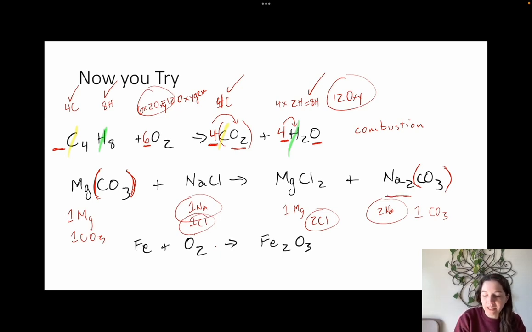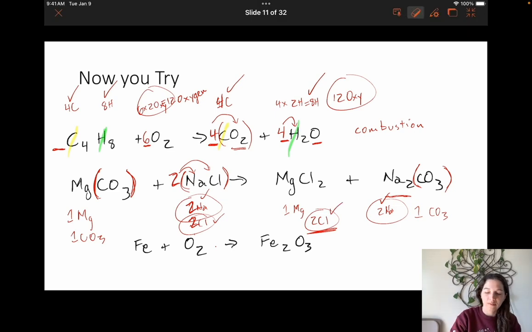We've got more chlorines than we need. So that means we need to put an increased amount of NaCl on the reactant side. So if we bump this up to 2, it's going to give us 2 sodiums, check. And the 2 is distributed to everything inside the molecule, right? It goes to the entire molecule. And so that gives us 2 chlorines, 2 chlorines. Excellent. Let's take a look at the next one.